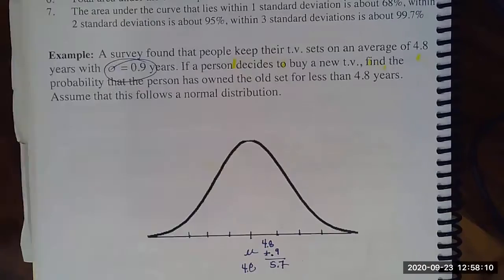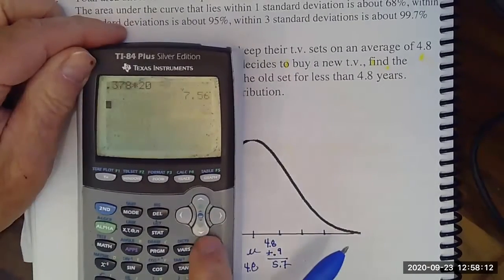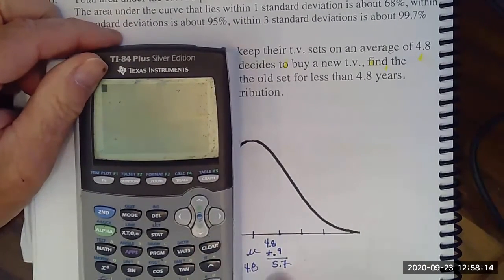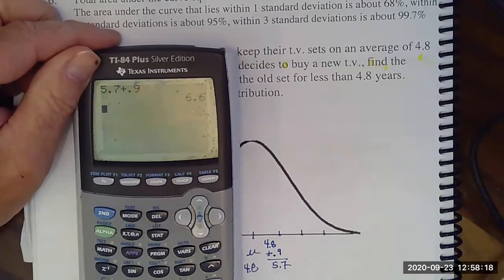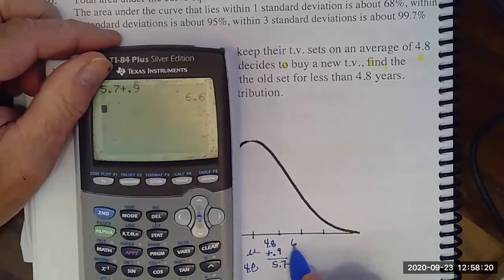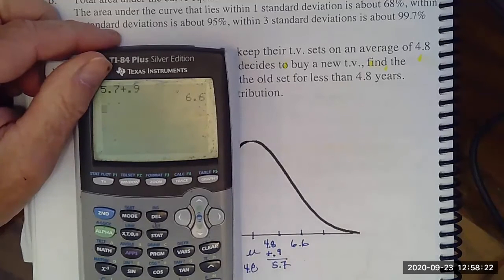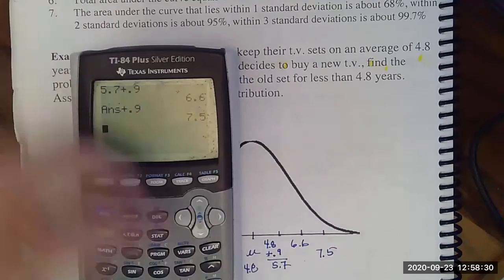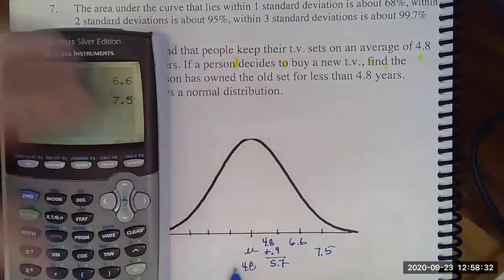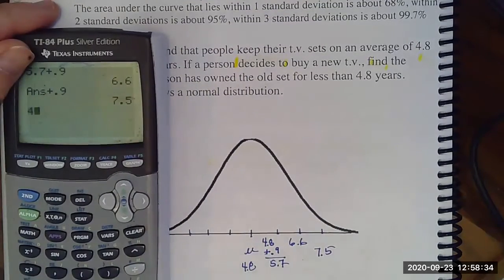And so all you do, going to the right, is take 5.7 in this case and add another 0.9. And add another 0.9. And over here, you're subtracting 0.9. So 4.8, subtract 0.9.